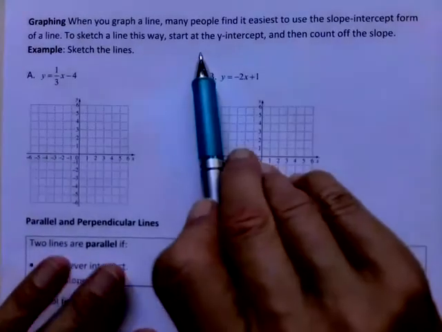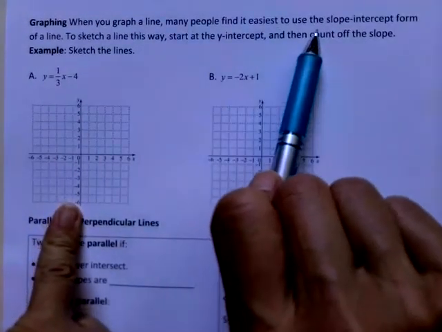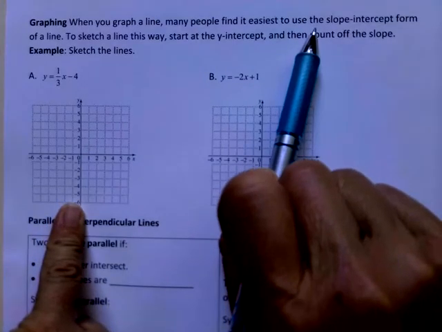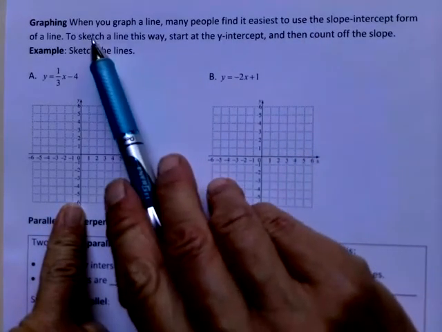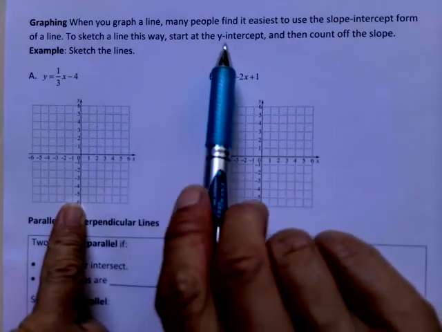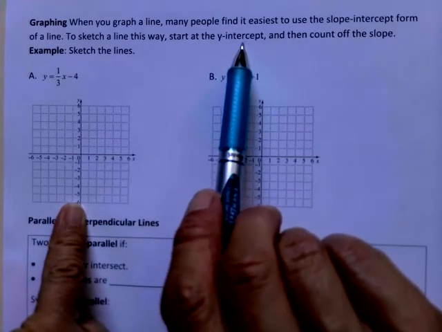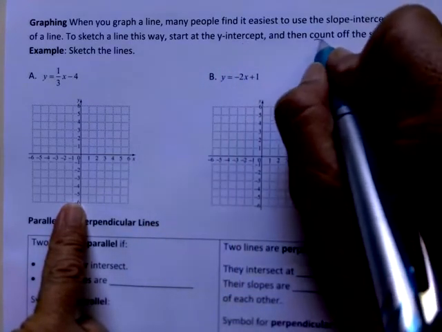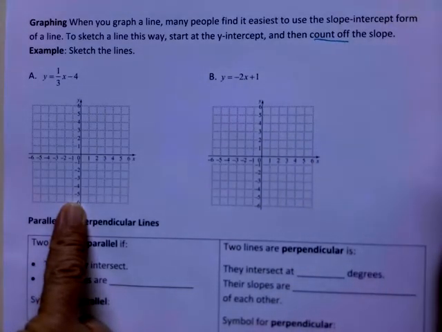So when you graph a line, many people find it easier to use the slope-intercept form. So if we're going to draw our line that way, what we're going to do is start at the y-intercept, find that point, and then count off the slope to come up with the next point.